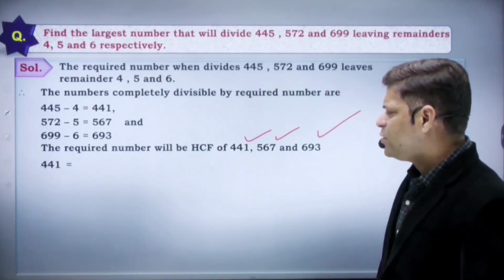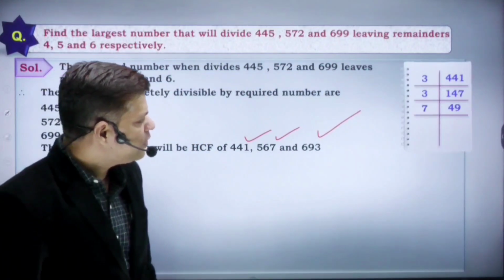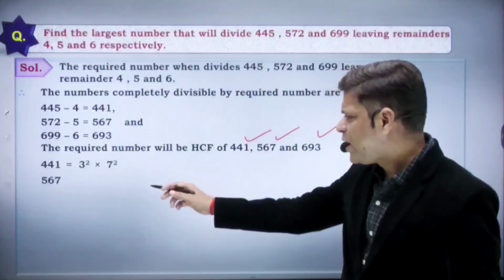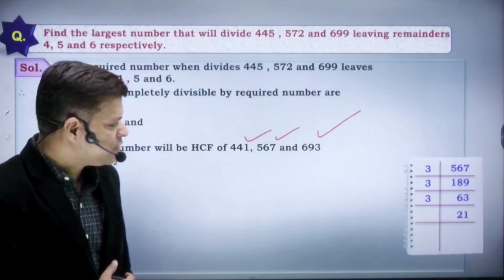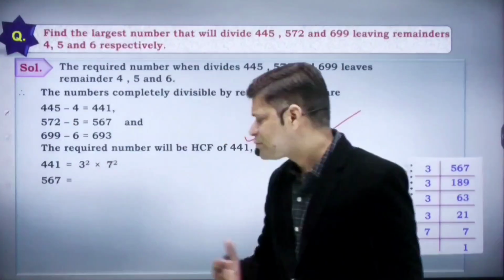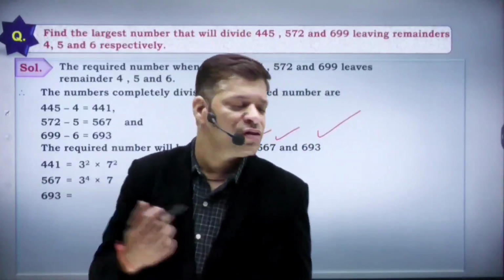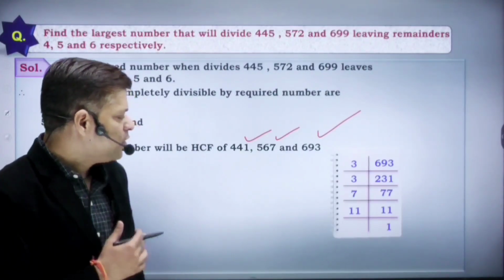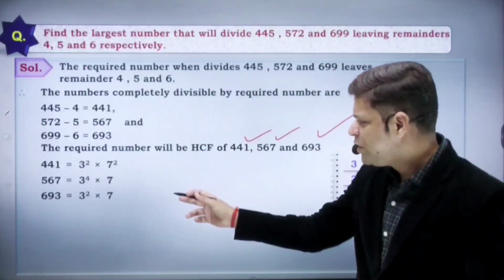So now we find the prime factorization of 441. It is 3 square into 7 square. For 567, we see 3, 3, 3, 3 and 7, so 3 raised to the power 4 into 7. The next one is 693. The prime factorization of 693 is 3, 3, 7, 11, so it is 3 square into 7 into 11.